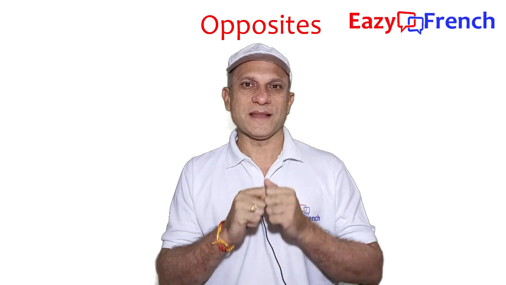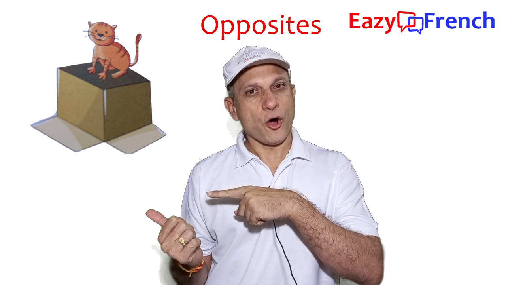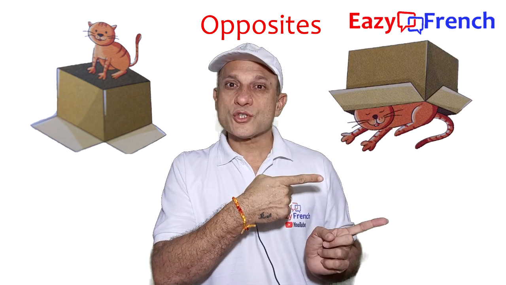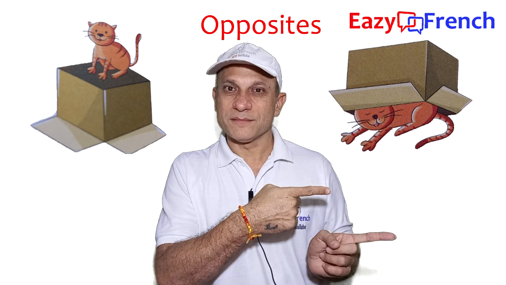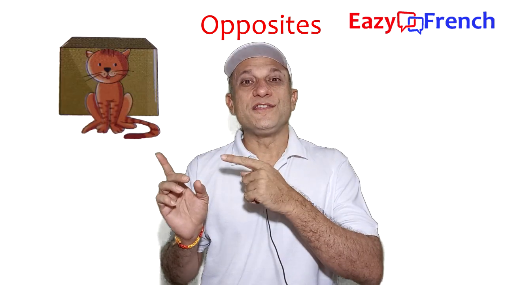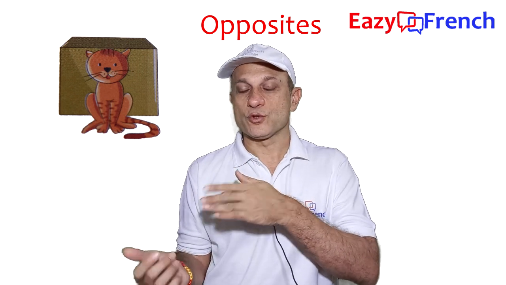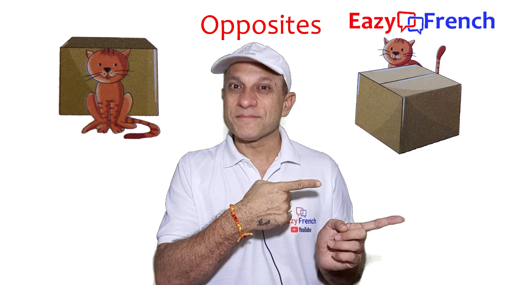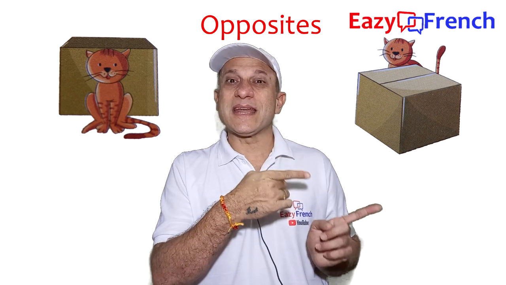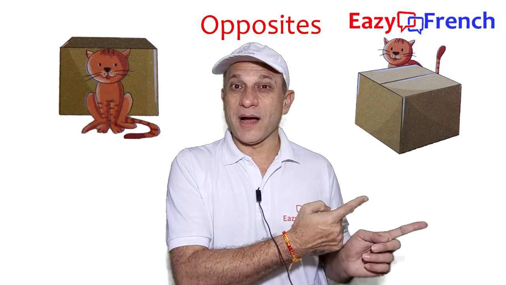So let's see once again. Sur, on; sous, under, right? These are opposite ones. The next one, devant, and that's in front of. So what is opposite? Can you guess it? Yes, derrière, and that's behind.